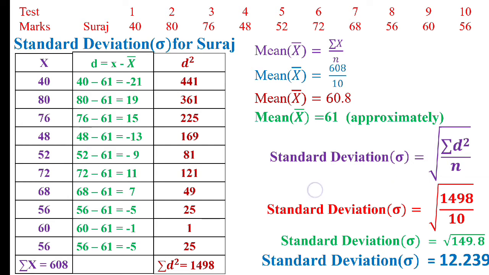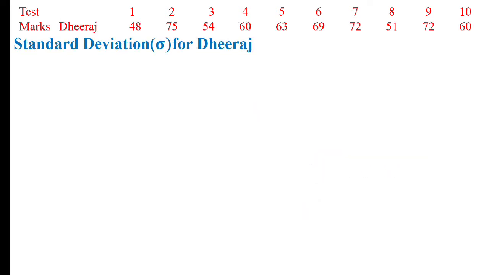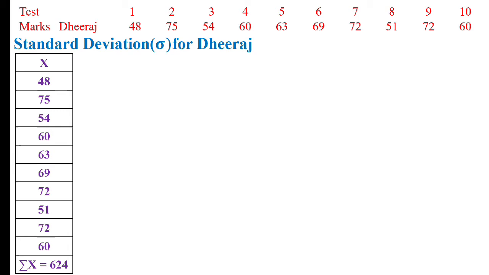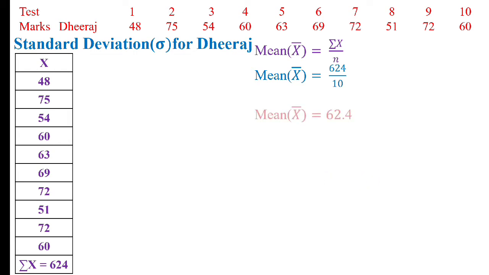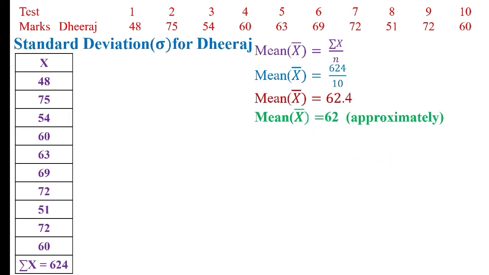Similarly, we need to find the standard deviation of Dheeraj. The given values in the individual observation format are 48, 75, 54, 60, 63, 69, 72, 51, 72, 60, and the sum of x values is 624. The mean is summation x divided by n, 624 divided by 10, 62.4. So 62 is the approximate value.